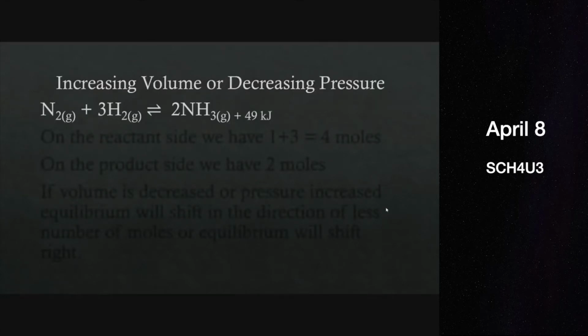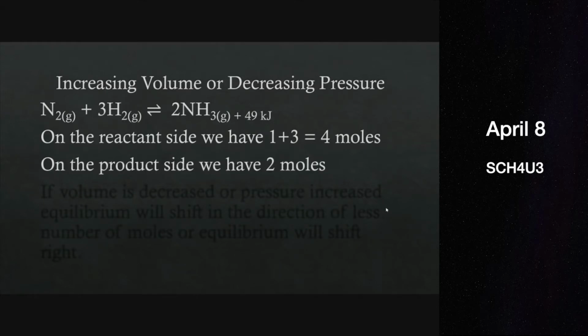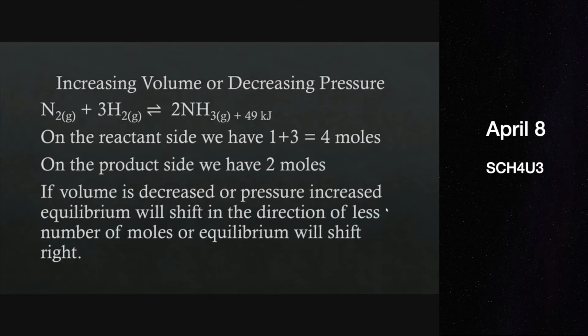Again, we are taking the same example because all the reactants and products are gases in this case. Now, on the reactant side, we have 4 moles. On the product side, we have 2 moles. If volume is decreased or pressure increased, equilibrium will shift in the direction of fewer moles, or equilibrium will shift right. Very straightforward answer here.